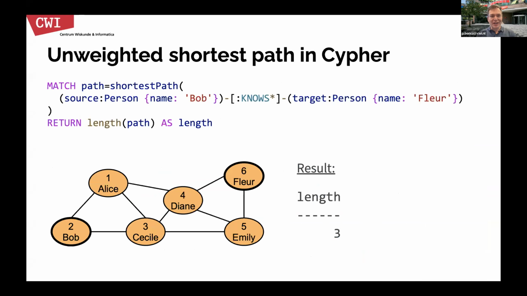This will get worse because now we are moving on to shortest path finding. So here we see a small graph. We want to find paths. Actually, we want to find the length of the shortest path between Bob and Fleur. And this is the way you see here this match shortest path predicate that encloses a pattern, where you also see the appearance of a Kleene star, knows star.